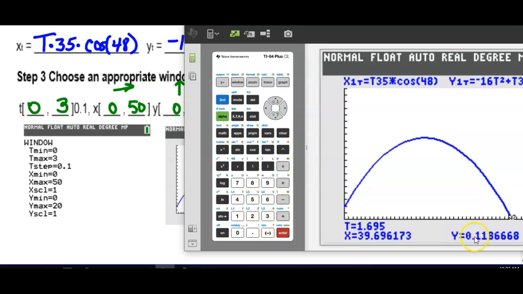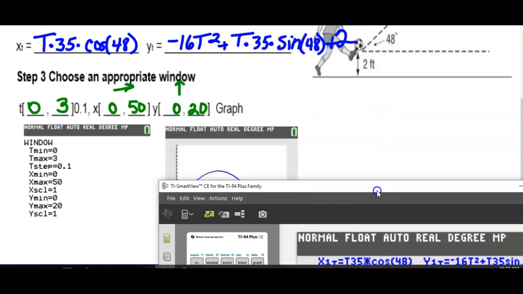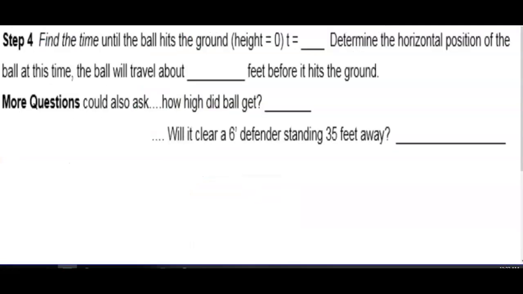1.695. I'm getting closer and closer to 0. 1.7 was just below the ground, close enough, okay? So we're about 39.8 or 40 feet away from us. I'm going to turn to the next slide here because I think I have that question. All right, at about 1.7, the horizontal position of the ball was about 39.8 feet away before it hits the ground. And remember, that was when we made y as close to 0 as we could.